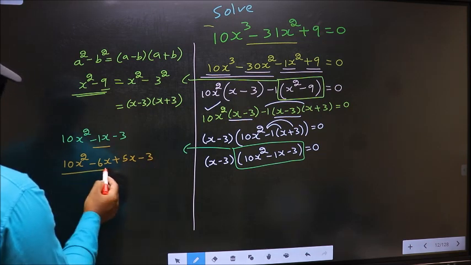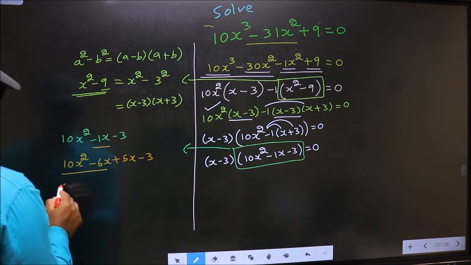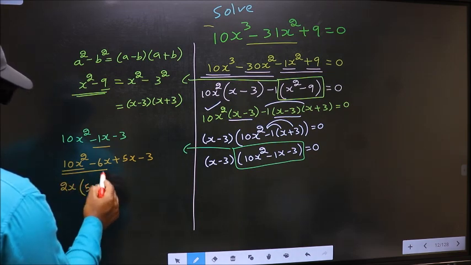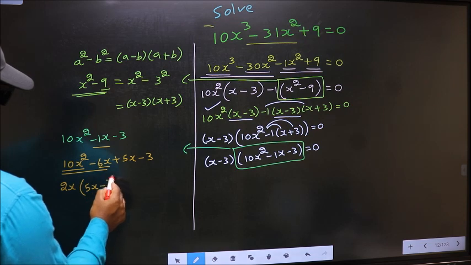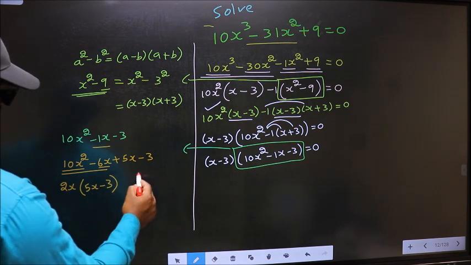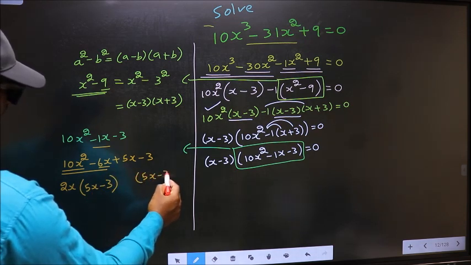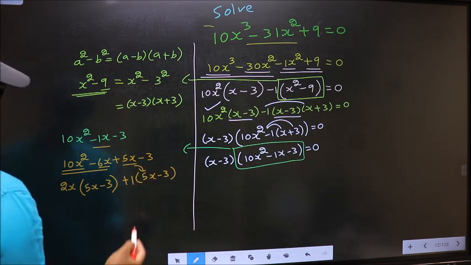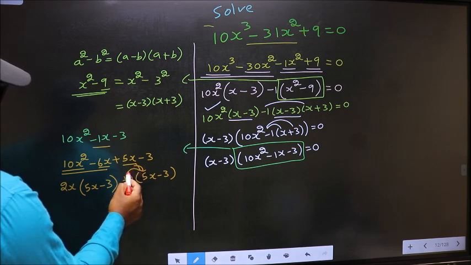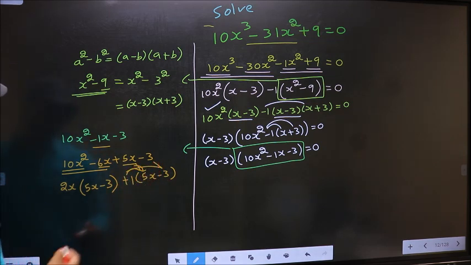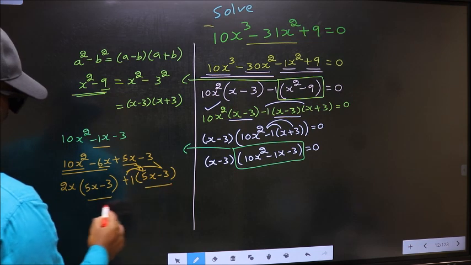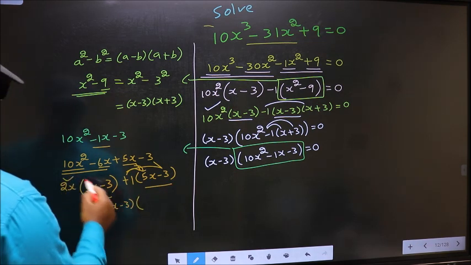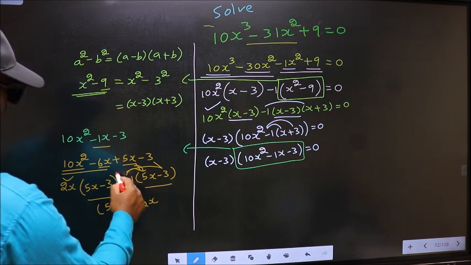Next, from these two terms, what can be taken out common is 2x. So here you get 5x minus 3, from this 2x out you get 3. Whatever you got here, here also you should get the same thing. From this 5x gone inside, so outside you get plus 1. Even if you multiply and check, still you get the same thing. Now take out 5x minus 3 common. So here you have 2x and here plus 1.